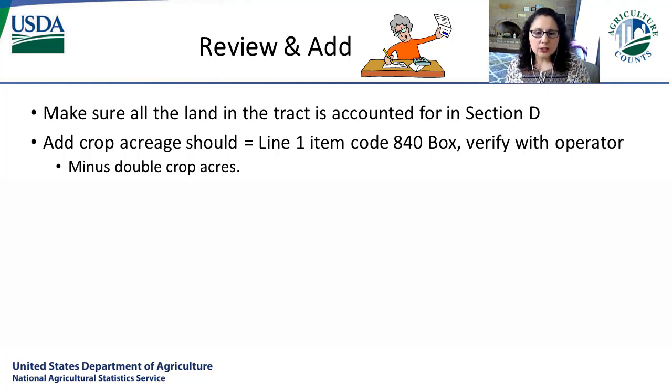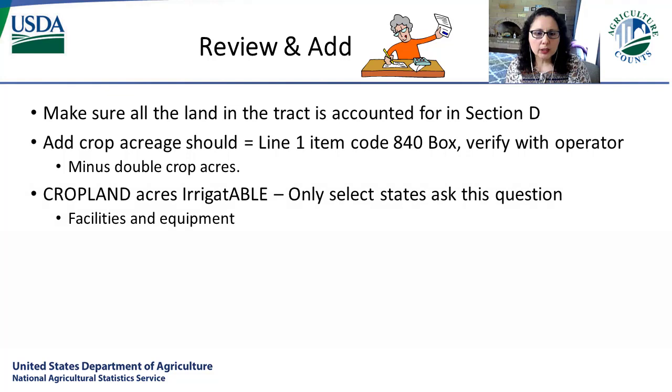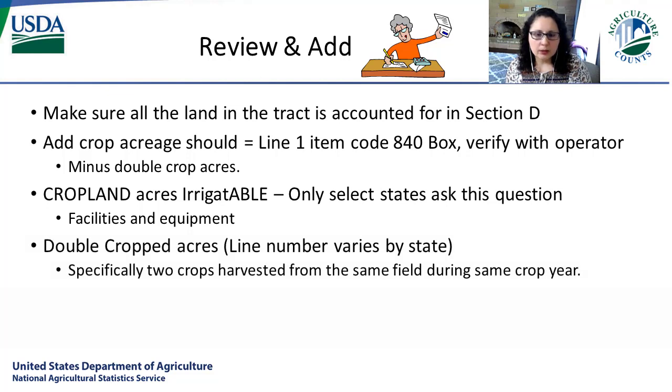The last 2 questions in Section D are cropland with irrigation potential. Only select states will ask this irrigation question. This includes all cropland acres with irrigation equipment, even if it was not used this year. And double cropped acres. This question reminds the farm operator to consider all uses of the tract this year. The acres we are after here are double cropped acres, which refer to 2 crops harvested from the same field during the same crop year.